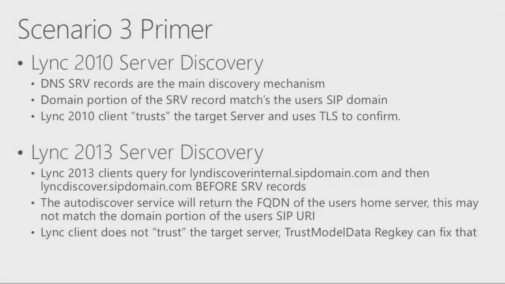And there's a great blog by Jeff Schertz which goes into huge detail about looking at this. It's a recommended read to understand what's going on at that point. The problem with this is that it will return the FQDN of the user's home pool or server.